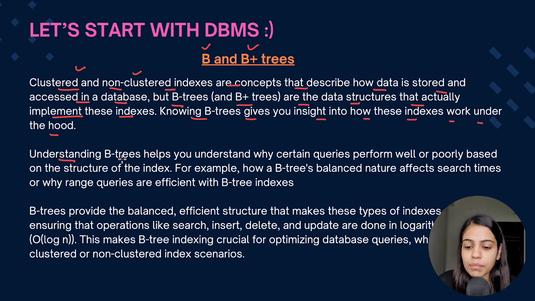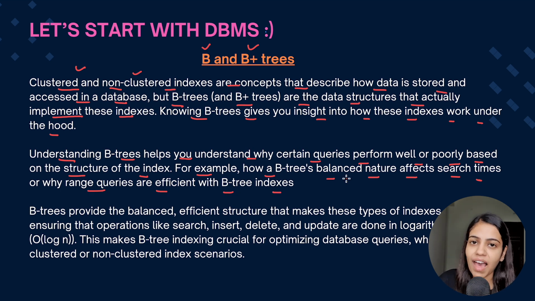Now understanding B trees helps you understand why certain queries perform very well or poorly based on the structure of the index. So based on the structure of the index, we can determine why a given query is performing very poorly or very well. For example, how a B tree's balanced nature affects search times, or why range queries are efficient with B tree indexes. The balanced nature of B trees helps us get our data retrieval very fast, and it also helps us search for range queries.